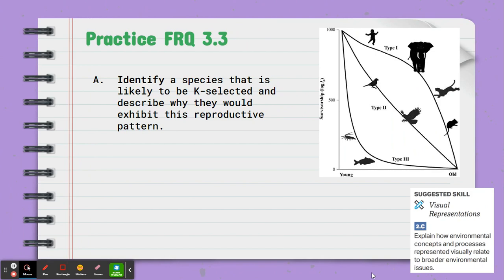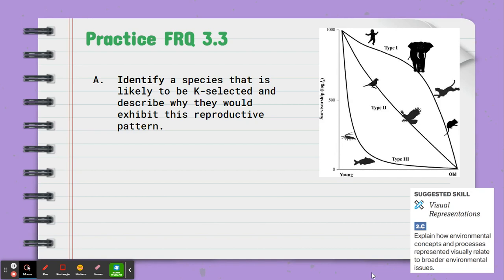Now looking at our practice FRQ for 3.3, you want to make sure you answer the FRQ in your FRQ journal and on the Edpuzzle. Here, identify a species that is likely to be K-selected and describe why they would exhibit this reproductive pattern.